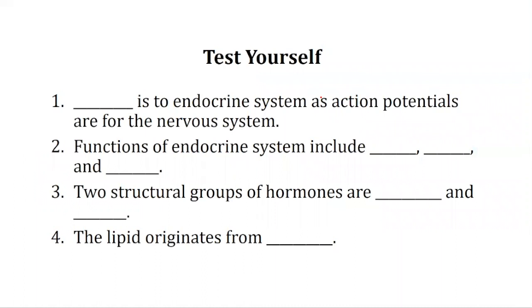Okay, so time to test yourself. Number 1: Something is to endocrine system as action potentials or neurotransmitters are for the nervous system. Number 2: Functions of endocrine system include something, something, and something. Number 3: Two structural groups of hormones are something and something. Number 4: The lipid derivative originates from something.